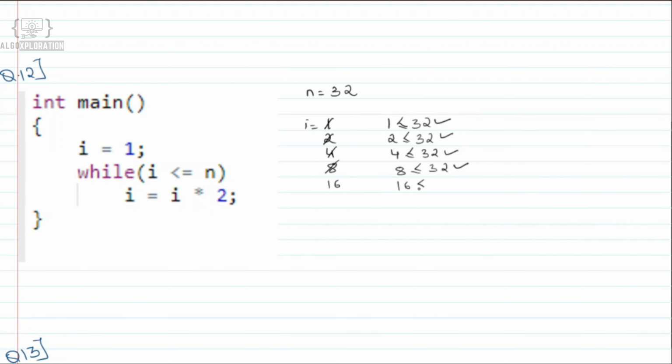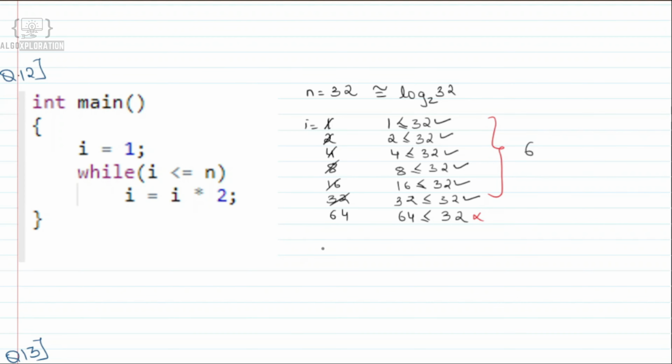So 16. Is 16 less than or equal to 32? Yes, it is. Again, multiply it by 2. So 32 is less than or equal to 32. Yes, it is. So multiply by 2 again. So 64 is less than 32? No, it's not. So it is basically running for 6 times, which is closely approximate to log 32 base 2.